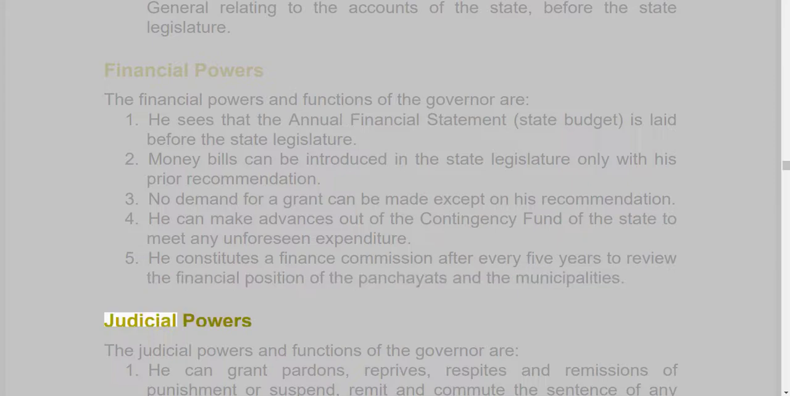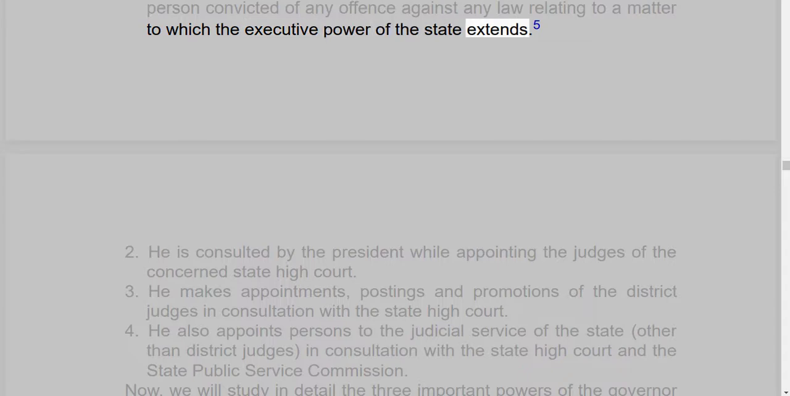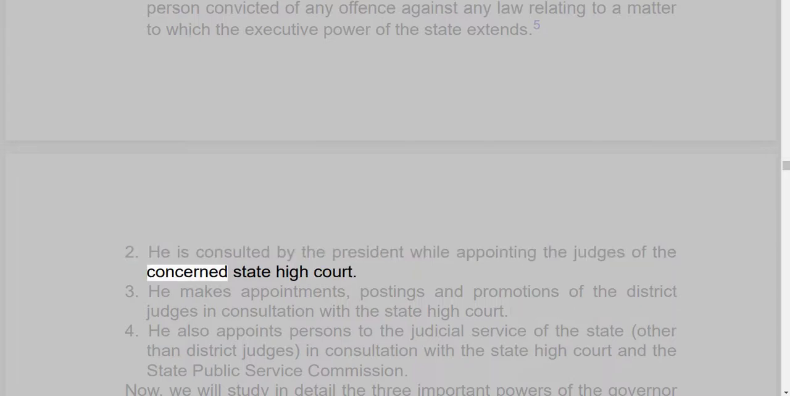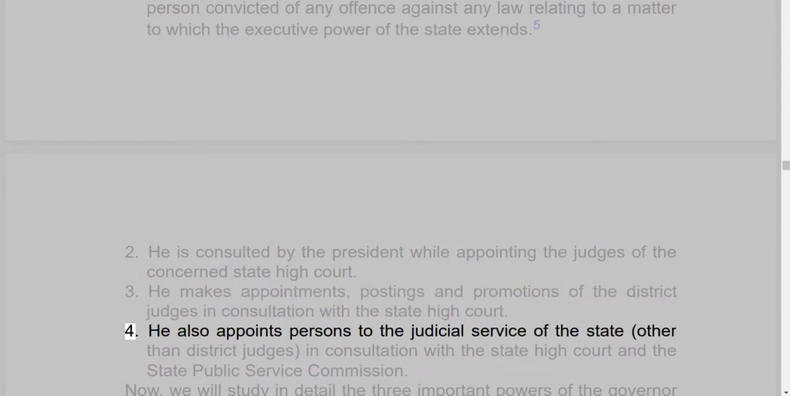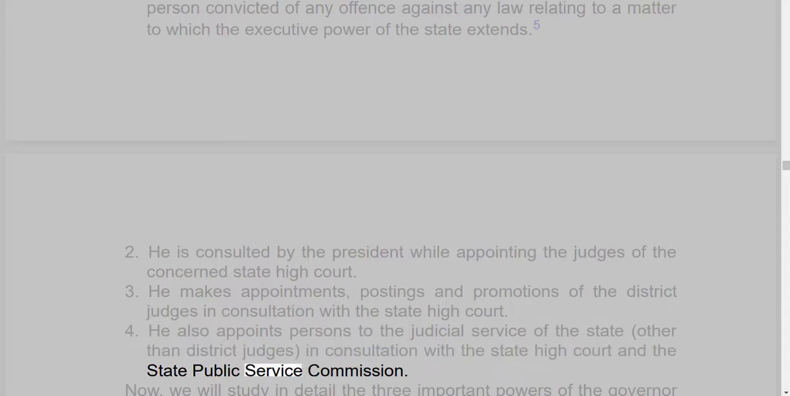municipalities. Judicial powers. The judicial powers and functions of the governor are: 1. He can grant pardons, reprieves, respites and remissions of punishment or suspend, remit and commute the sentence of any person convicted of any offence against any law relating to a matter to which the executive power of the state extends. 2. He is consulted by the President while appointing the judges of the concerned state high court. 3. He makes appointments, postings and promotions of the district judges in consultation with the state high court. 4. He also appoints persons to the judicial service of the state, other than district judges, in consultation with the state high court and the State Public Service Commission.